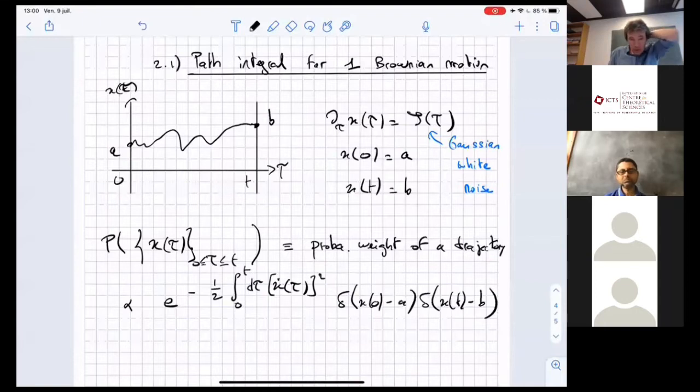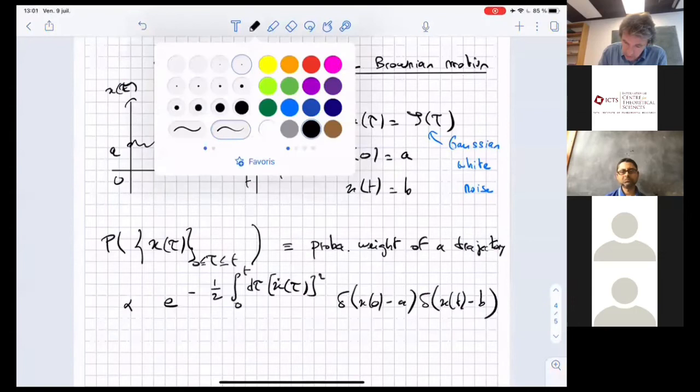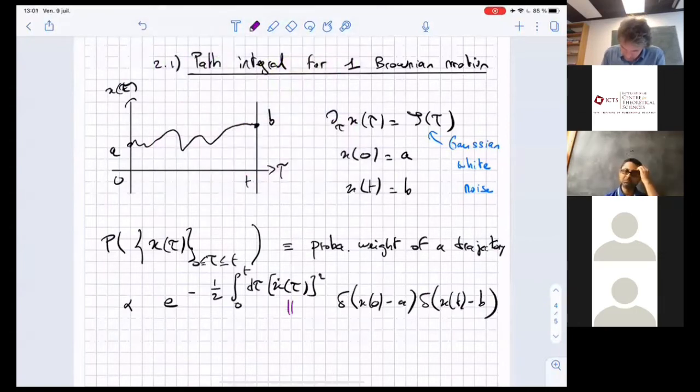Okay. So how do I know that this is exponential of minus half x dot squared? Well, I know that because x dot is precisely equal to zeta of tau because of this equation of motion. And zeta of tau is a Gaussian white noise. So then I just have to compute the Jacobian from going to x of tau to zeta of tau, but okay. At the end of the day, this is what I get.